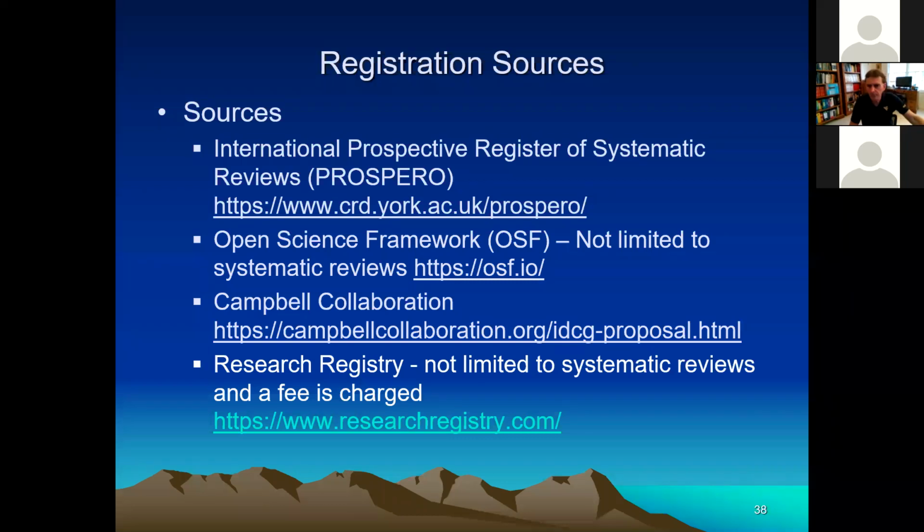Yeah. Judith, to go back to that previous question, depending on what the intervention is or what they're looking at, it sounds like it could be Prospero, it could be the Open Science Framework, or it could be the Campbell collaboration.